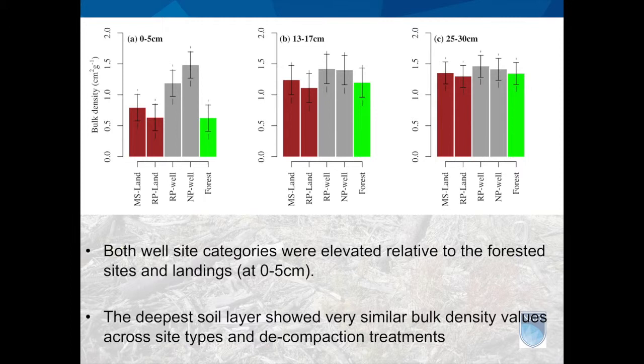So I use this as a visual guide to see what's going on with the different treatments that we employed. The first two bars, the reddish-brown color, are the landings. The first one is the modified shank or wing shank. The second one is the rip-plowed. And then we're into the two well site types, the rip-plowed well sites and the non-plowed well sites, and then the adjacent forest. You can see here that in the top 5 centimeters, there's clearly a difference between both well sites and the rest of the treatments. The forested sites are much lower, and the forested sites are very similar to what we see in the landings. This is largely driven by differences in soil texture. Recall the soil profile I showed you. It was quite organic. There was a lot of organic material in the top layer. There is organic material in the top layer in the forest site.